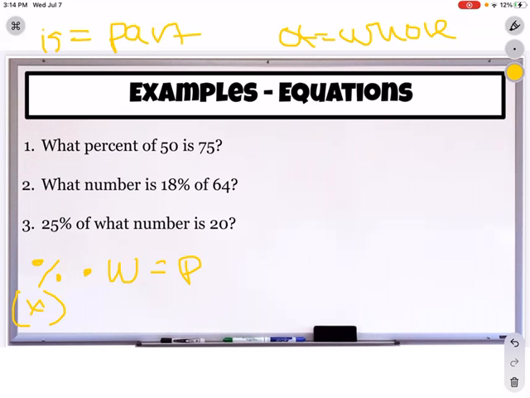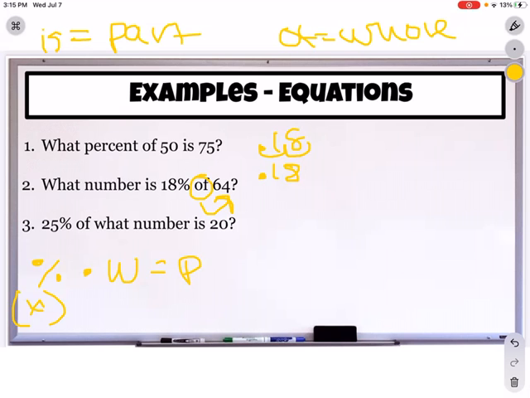So right away, I see my percent. So I'm going to put 18. But don't forget that I also have to move my decimal 2 places to the left in order for it to be a decimal. So I'm going to put 2 places to the left. So that is 0.18. I can just put 0.18 of 64 here.